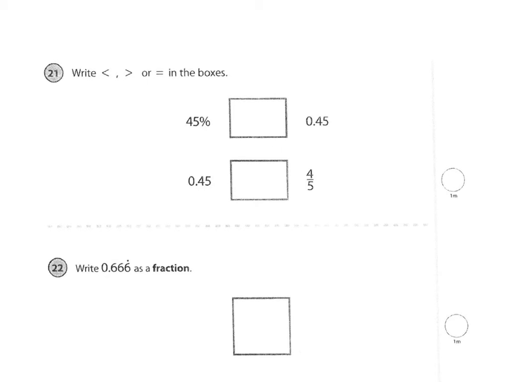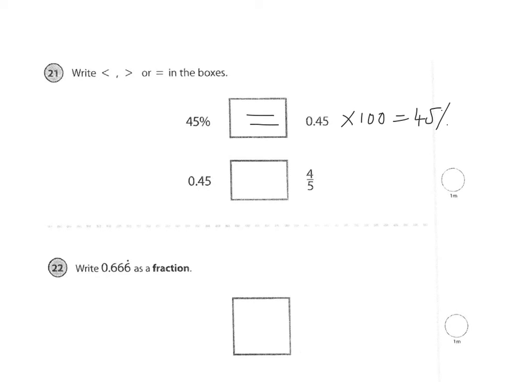Question 21. Write the symbol less than, greater than, or equal in the boxes. So the first question, 45%, 0.45. Well, if we times that decimal by 100 to make it into a percentage, we will see that that is also 45%. So that would be an equals in the first box.